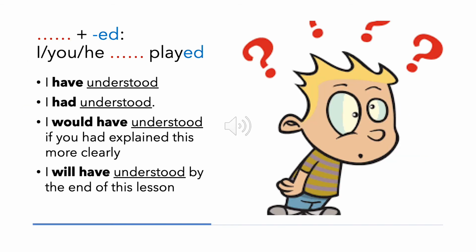Okay, let's have a look at these examples. I have understood, I had understood, I would have understood, I will have understood. Do you notice what is happening? In all these sentences, your second part, what we call the past participle, is the same, understood. What changes is the first part, what we call the auxiliary.